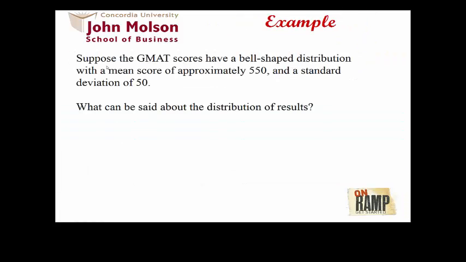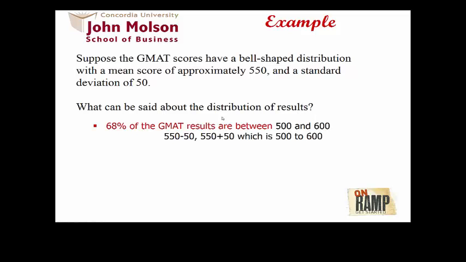Let us apply that here. Suppose the GMAT scores have a bell-shaped distribution with a mean score of approximately 550 and a standard deviation of 50. What can be said about the distribution of results? Well, from before, I know that 68% of the results are within 1 standard deviation from the mean. So the mean is 550, minus 50 to plus 50. It gives me 500 to 600.